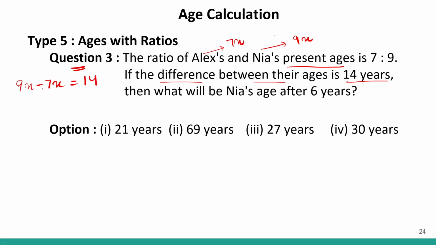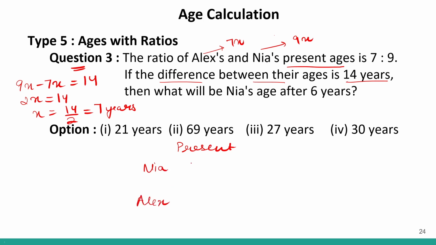So 9x minus 7x will be how much? It will be 2x. So this is equal to 14 years. X will be 14 divided by 2, that means 7 years. Based on this information, can we find the present ages of Nia and Alex? Yes. The present age of Nia is 9x. So 9 times 7 will give me how much? 63.